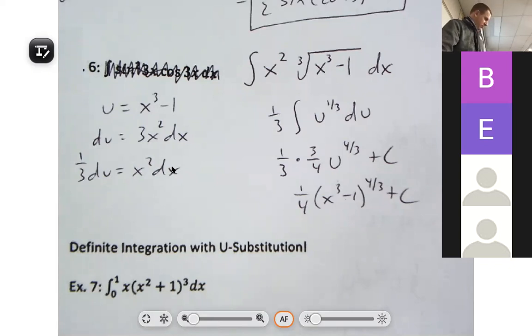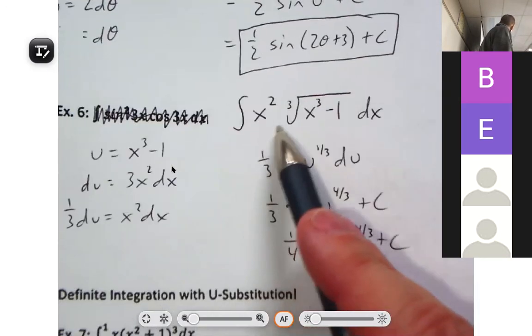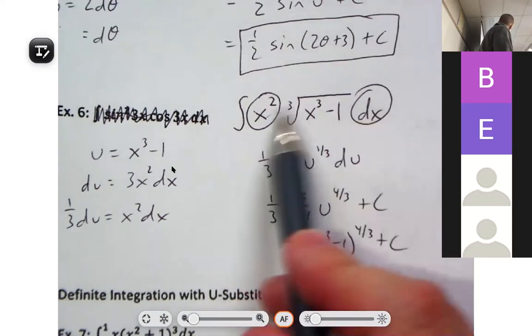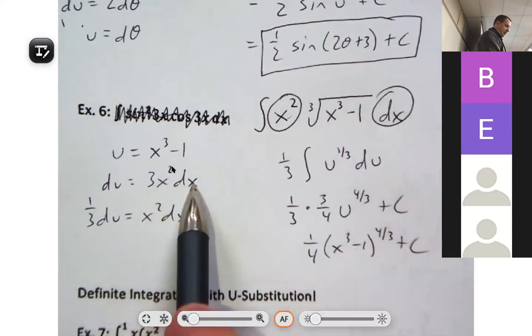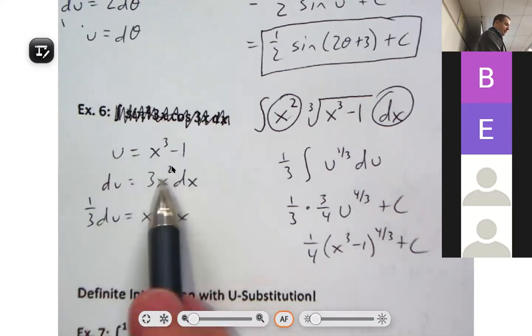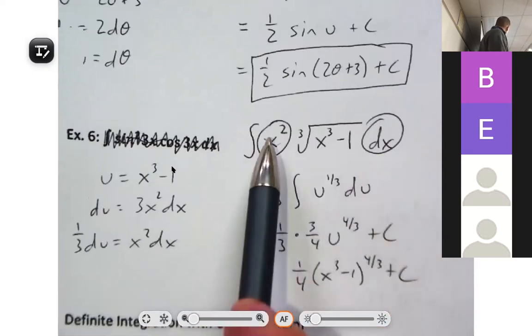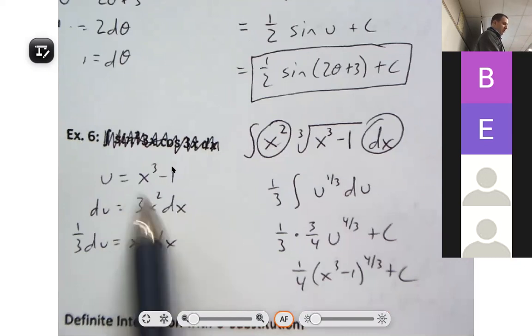3, why didn't you say 1/3 du equals m squared dm? Because from this problem, we were trying to get rid of x squared dx here. But when I differentiate, I end up with 3x squared dx. So once I do my derivative, I then need to think, what am I trying to replace? From this one, I'm trying to replace x squared dx. That means I have to get rid of this 3 and move it to the other side.